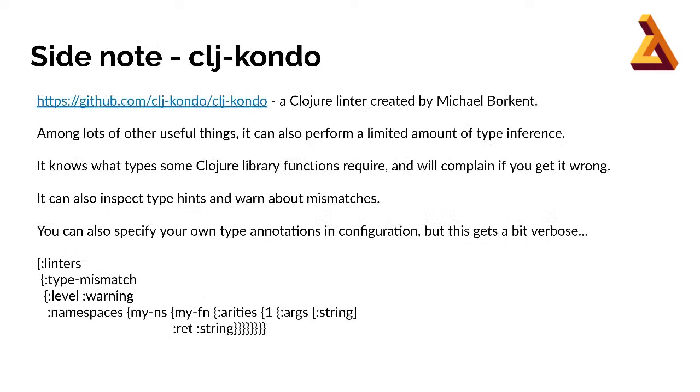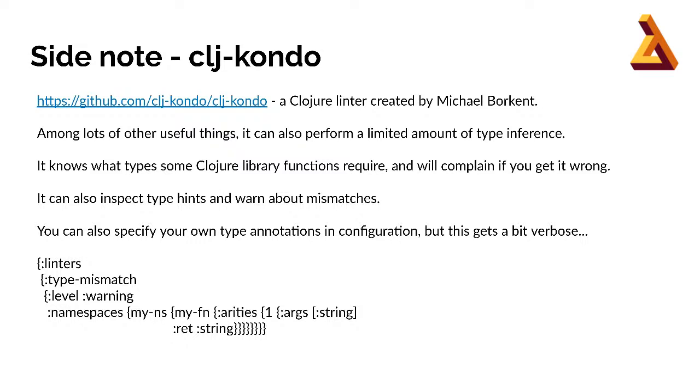So let's take a little side trip into clj-kondo. Clojure-kondo is actually a really cool tool. If you haven't seen it or used it, you should probably check it out. If you use Clojure, it's like a linter. This guy called Michael Borkent, I think his name is, made it. It can validate a whole load of stuff about your code. I think it's probably more full-featured than Joker, which I think was the other linter I've used before.